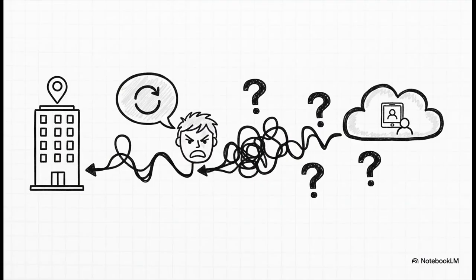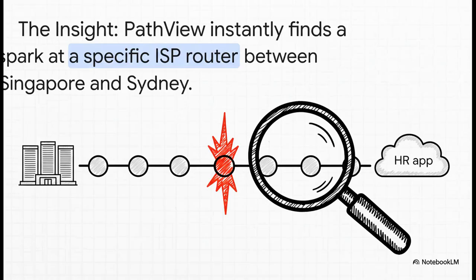Let's use a classic example. Picture this. Your company just moved its HR app to the cloud. Suddenly, tickets start flooding in from the Singapore office. The app is unbearably slow. Who do you even call? The cloud provider? Your ISP? Their ISP? Well, with AppNeta, you don't have to guess.